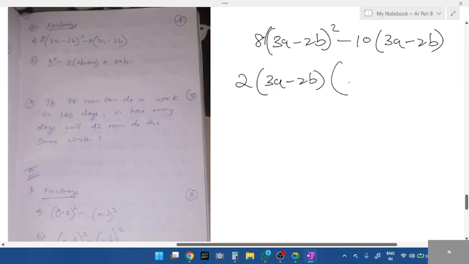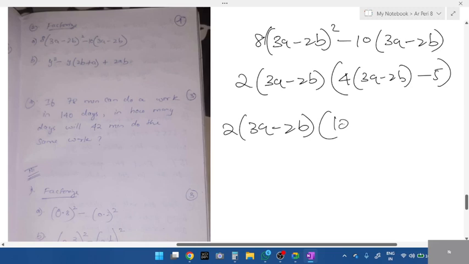What is the remainder? 4 into... minus, very good, minus 5. Divide it, you will get it. So keep this as it is, 3a minus 2b. Open the bracket, 12a minus 8b plus 5. This is the first question.